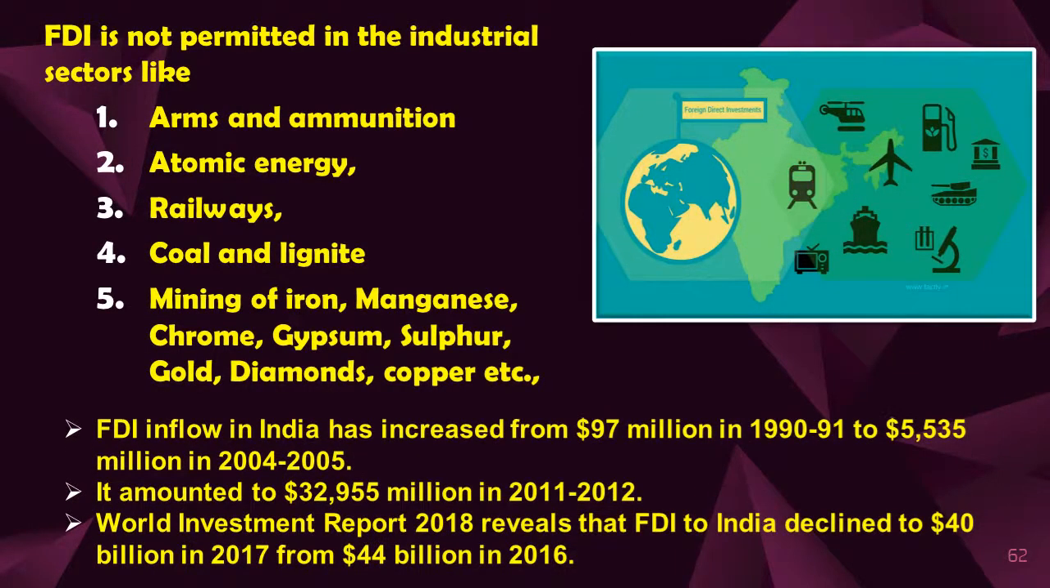FDI is not permitted in certain industrial sectors. What are those sectors? Arms and ammunition, atomic energy, railways, coal and lignite, mining of iron, manganese, chrome, gypsum, sulfur, gold, diamond, copper, etc. In all these areas, FDI is not permitted.